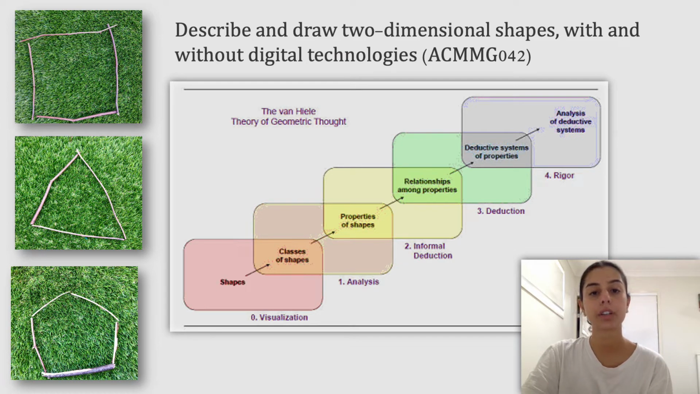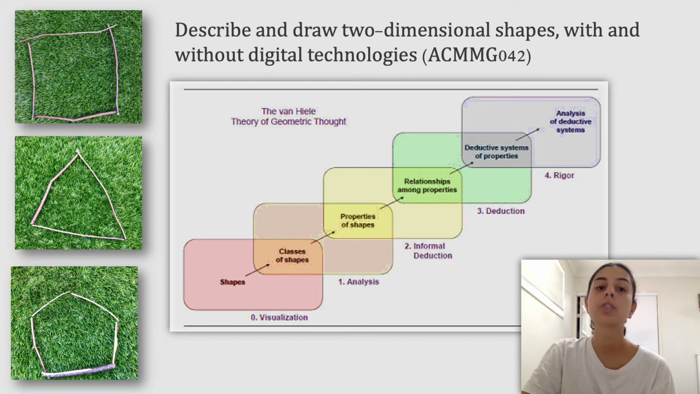According to the Australian curriculum, students in Year 2 should be able to describe and draw two-dimensional shapes with or without digital technologies. Utilising the Van Hiele model of geometric thinking, students are required to undergo the levels of geometric thought, which is visible in the PowerPoint slide.